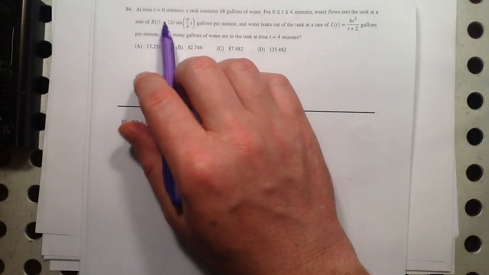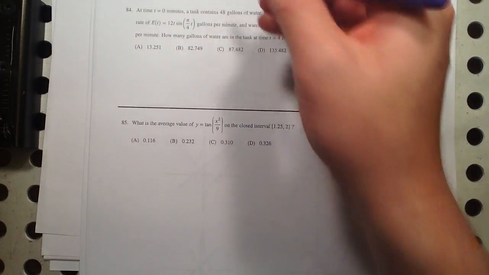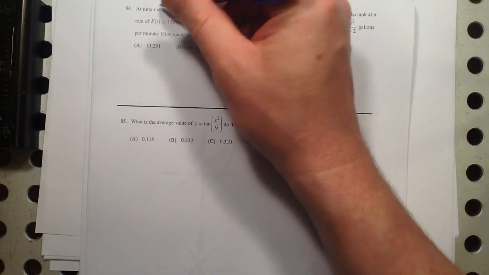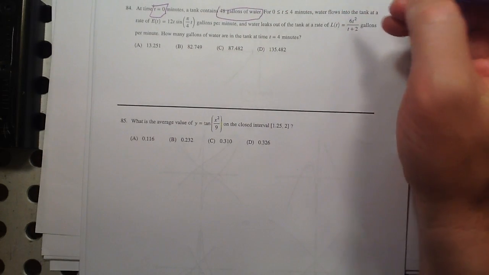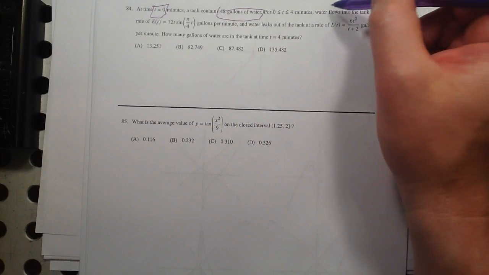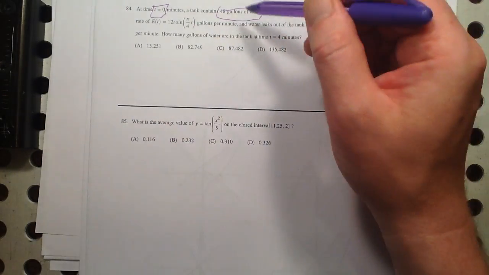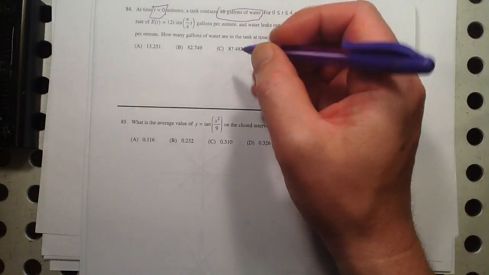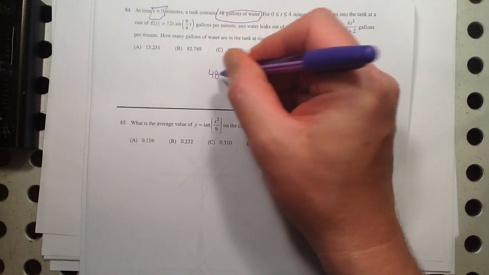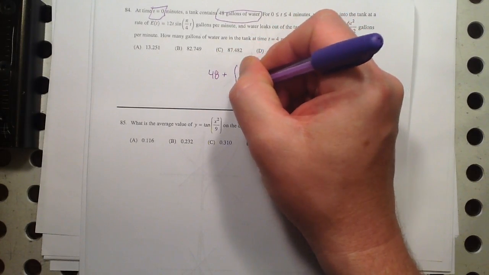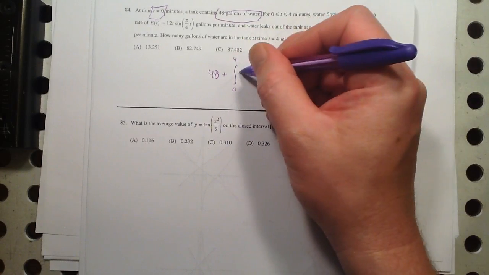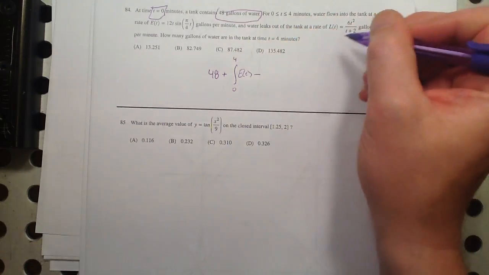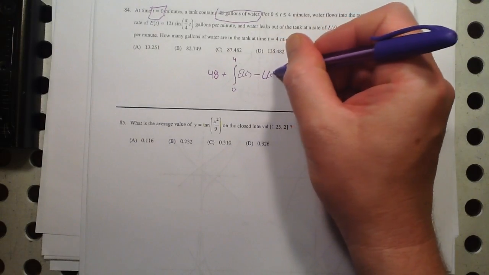All right, at time t equals 0, a tank contains 48 gallons of water. So that's important. That's an initial value. I bet you there's a wrong answer for forgetting that. For time 0 to 4, water flows into the tank at this rate, and water leaks out at this rate. How many gallons are in the tank at that time? So I've got 48 gallons to start, plus all the water that came in, minus the water that's going out.